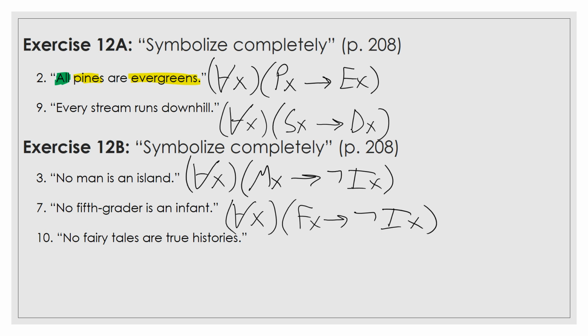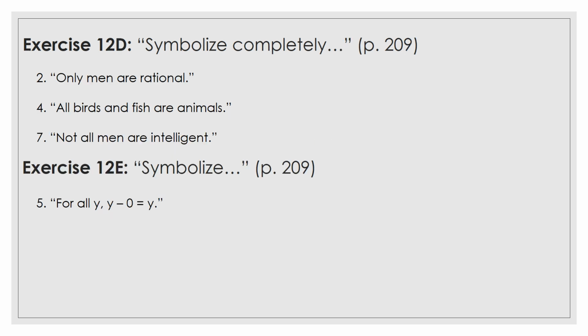Number 10, no fairy tales are true histories. So for every x, if x is a fairy tale, then it is not a true history. The next sentence is only men are rational. Only means all. So for every x, if x is a man, then x is rational.